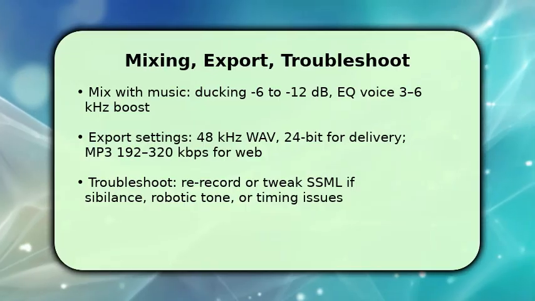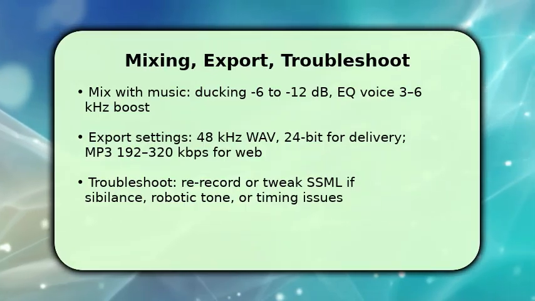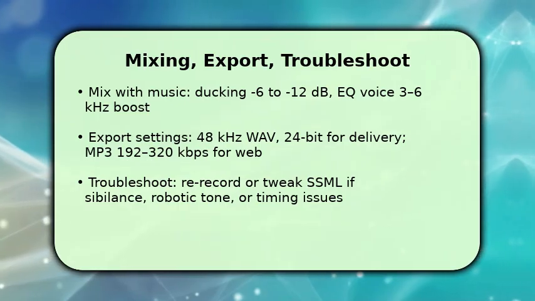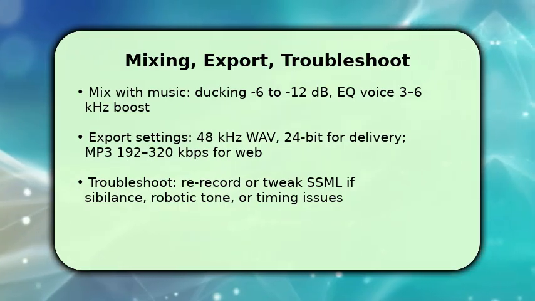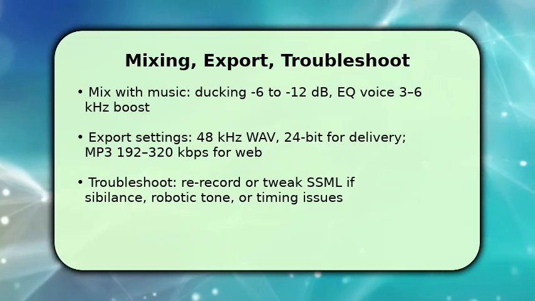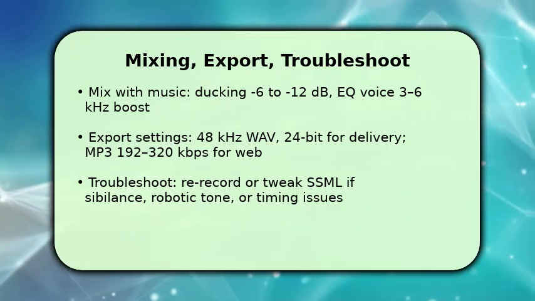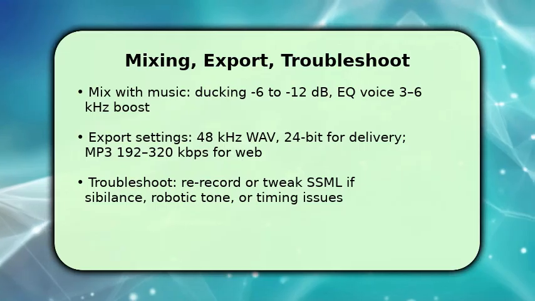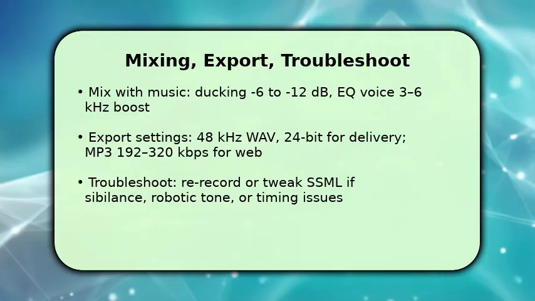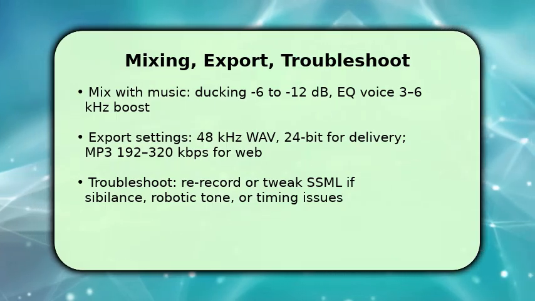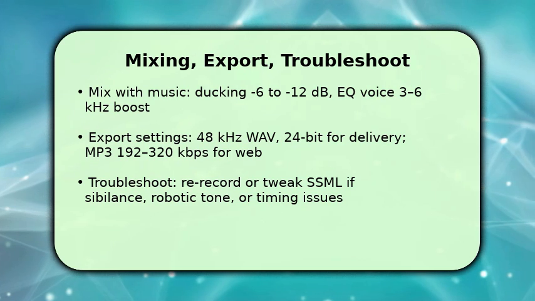Apply gentle EQ, remove rumble and duck music by about 6 to 12 dB under voice so clarity remains. Export masters at 48 kHz WAV, 24-bit for high-quality masters, and create MP3 at 192 to 320 kbps for web. If you hear sibilants, robotic artifacts, or timing mismatches, go back and tweak SSML, adjust prosody, or generate a new take.